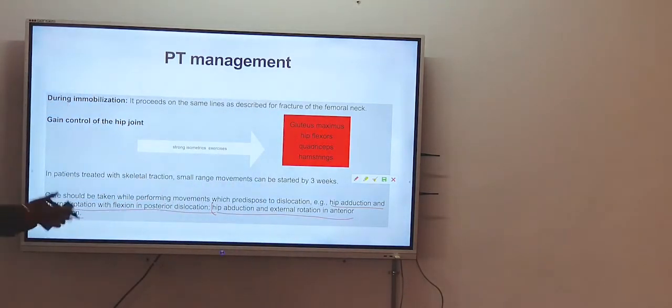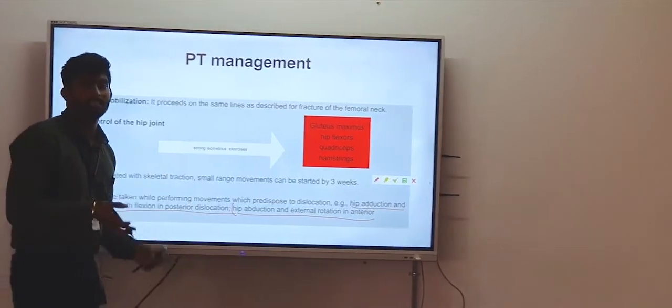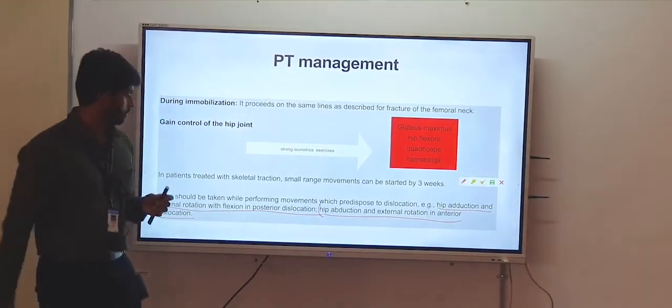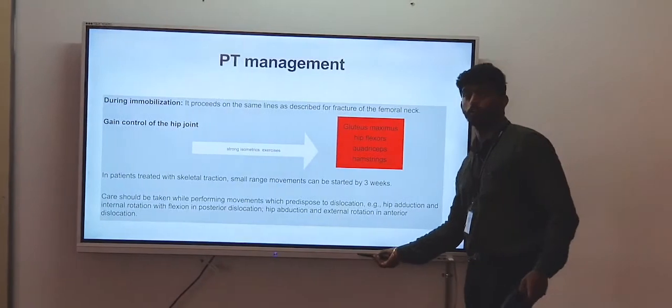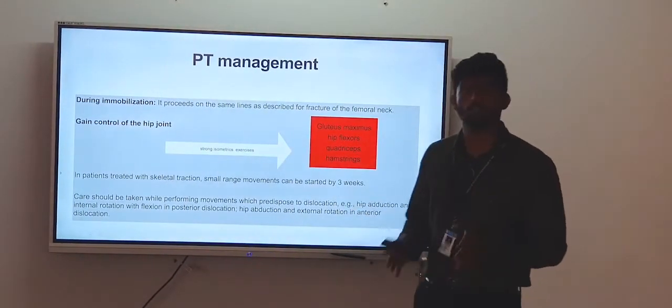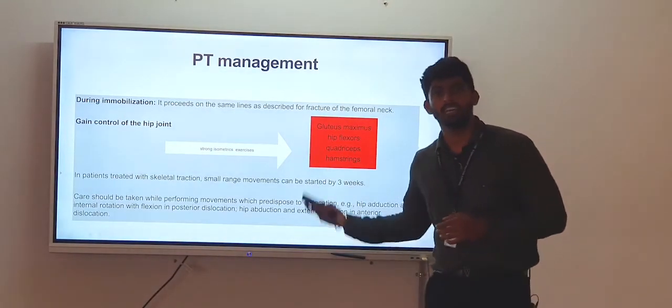So if the person is trying for hip abduction and axial rotation, there are more chances the hip can dislocate. So that should not happen. You have to make sure, it is our duty to tell the patient he or she is not supposed to abduct the hip, or even take it for axial rotation.